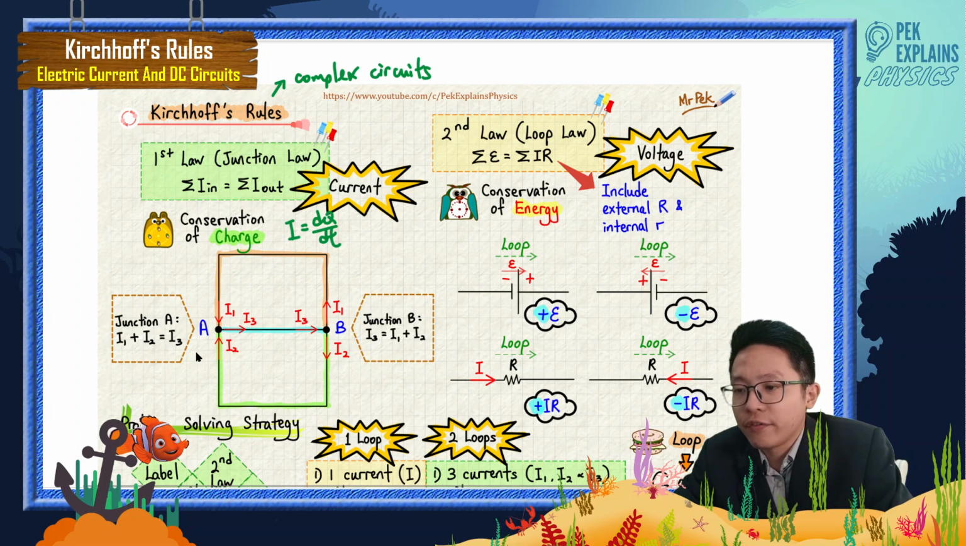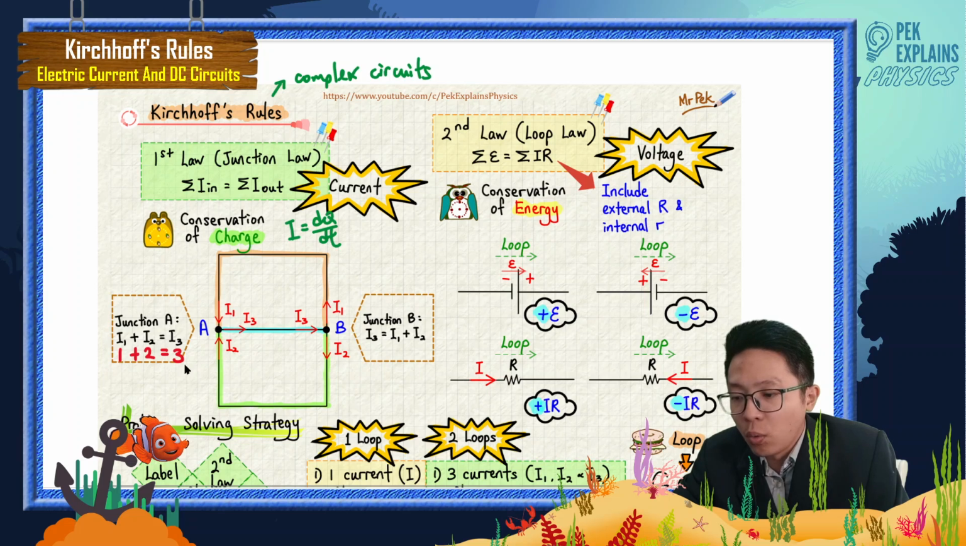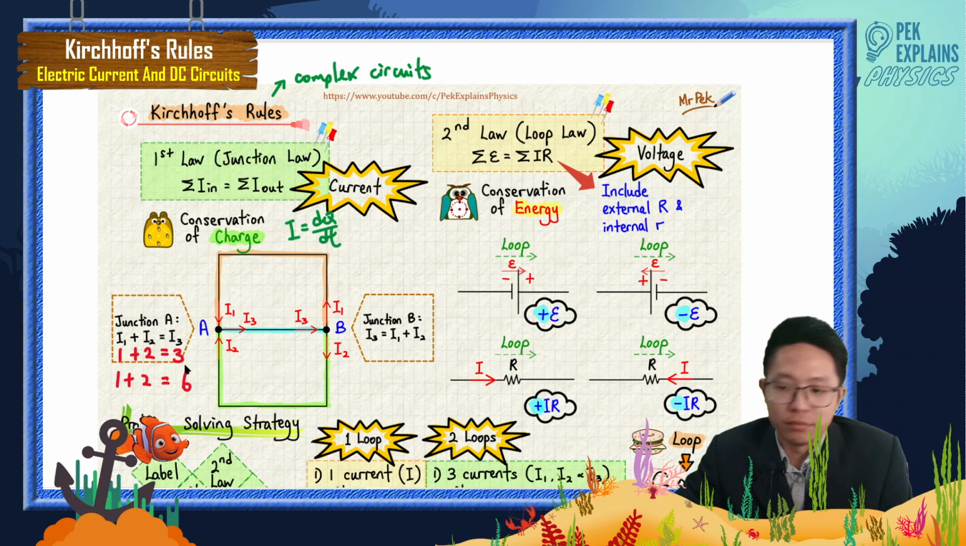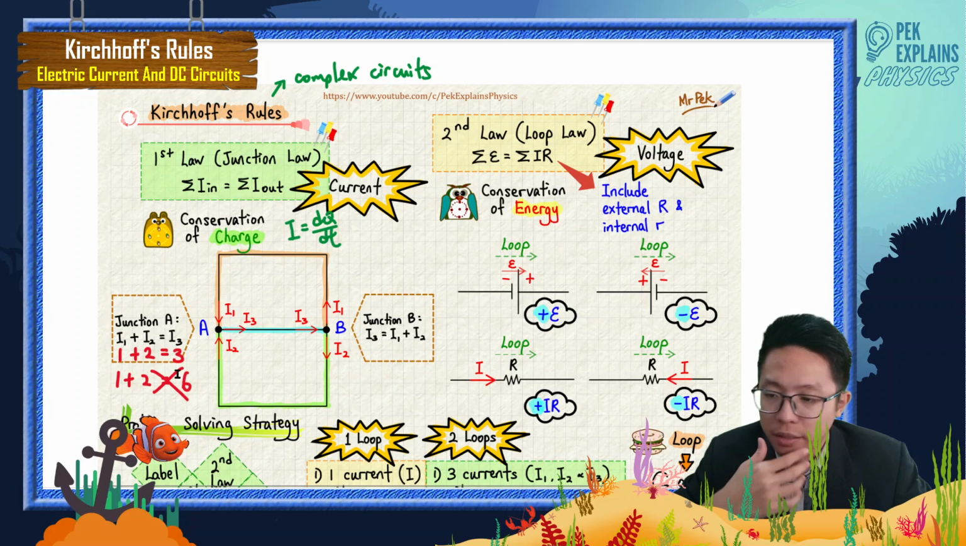That means if I have currents of 1 ampere and 2 ampere going in, the current going out must be 3 ampere. You cannot say 1 plus 2 ampere going in and then suddenly 6 ampere going out. This is impossible, it violates conservation of charge. How can the charge suddenly double or triple? This is not possible. So the total current in must equal the total current going out.